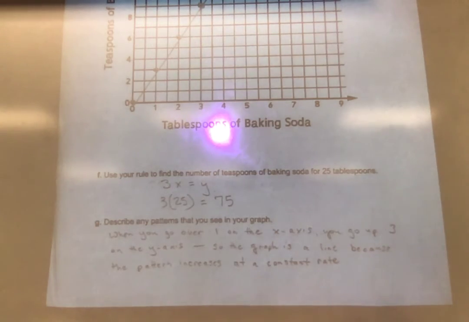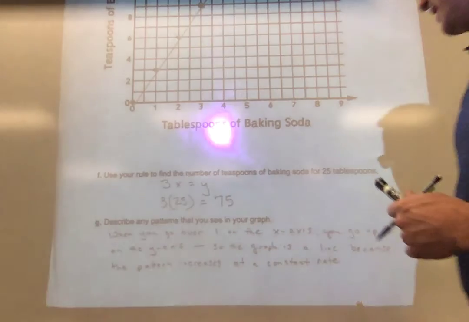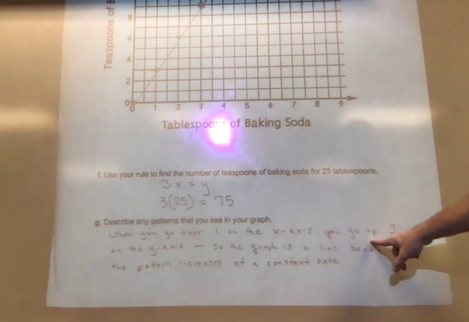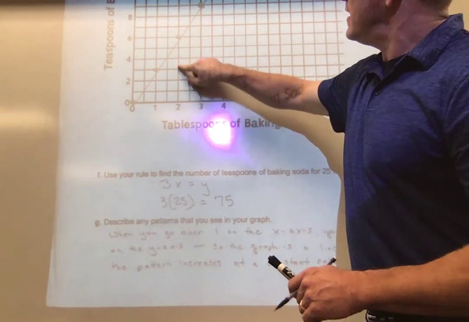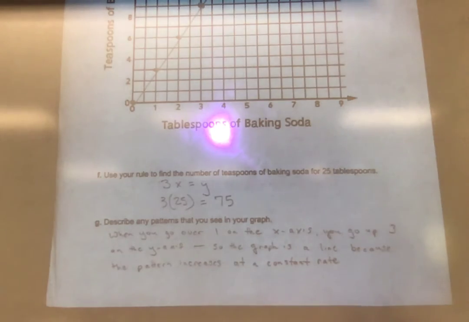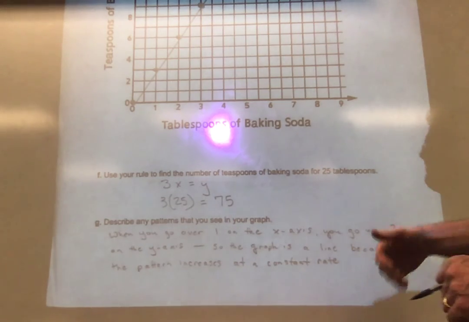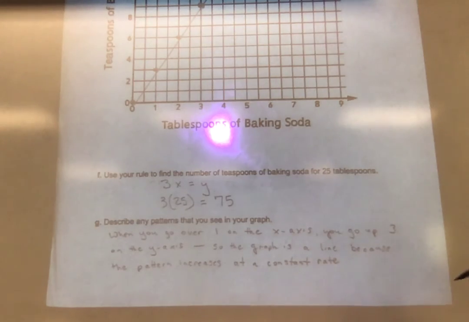So describe any patterns that you see in this graph. Again, what I kind of see here is when you go over 1 on the x-axis, you go up 3 on the y-axis. Over 1, up 3, over 1, up 3, and that pattern just continues. So the graph is a line because of that constant rate that we're increasing at. Okay, so make sure we're taking time to get this stuff written down and see those patterns and see why our graph looks the way it looks.